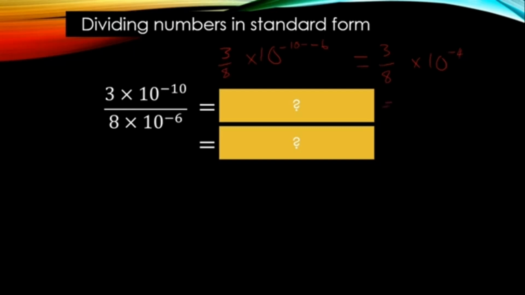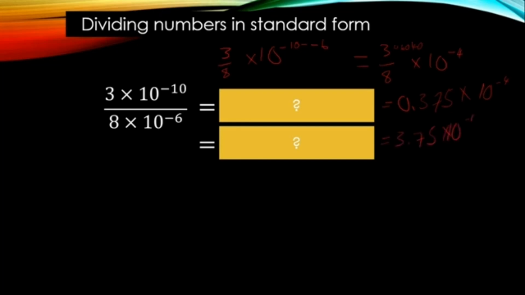But this number is less than 1. 3 over 8 can be written as a decimal as 8 into 3, that's 0. 8 into 30, that's 3, remainder 6. 8 into 60, that's 7 remainder 4 and 8 into 40 is 5. So that's 0.375 times 10 to the power minus 4. This number is still less than 1, so we need to convert it to standard form.